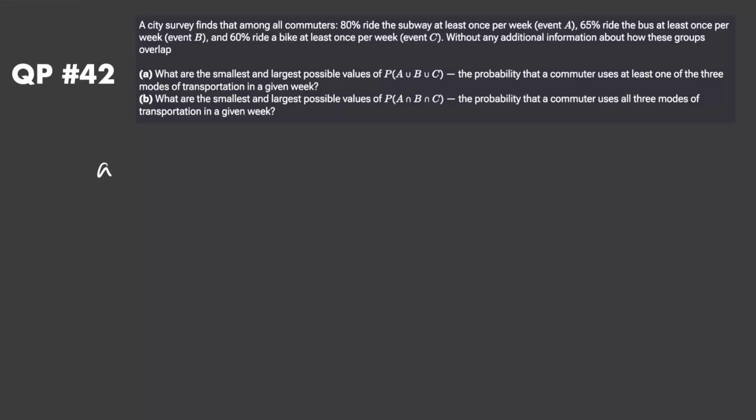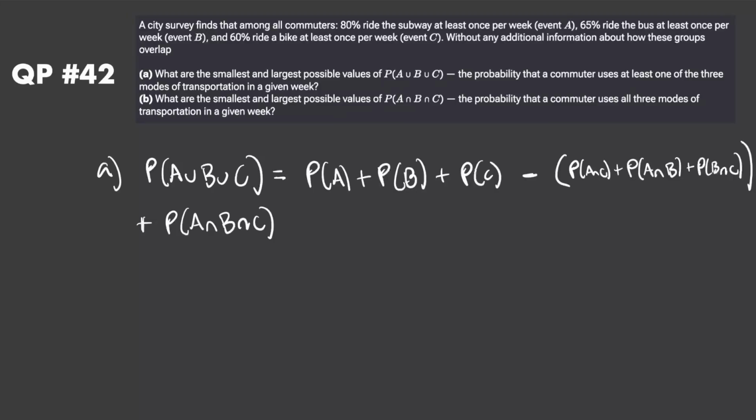So for part A, let's bound the triple union, the probability of A union B union C. We know the triple union of A, B, and C is, by the inclusion-exclusion principle, we add all these up and then we subtract the double intersections and add back the triple. And we know that the probability of A is 80%, the probability of B is 65%, and the probability of C is 60%. So we know that these sum to basically 205%. So first of all, how do we make the probability of the union between these sets as big as possible? Let's find the upper bound.